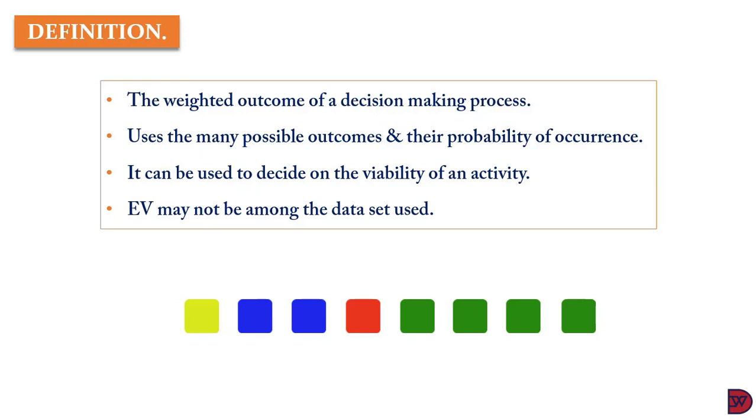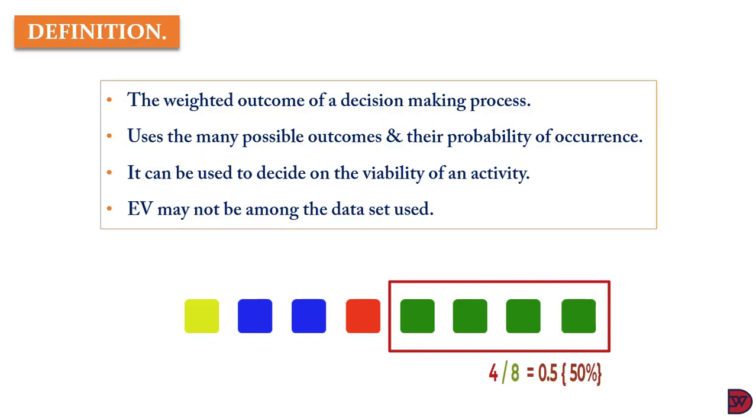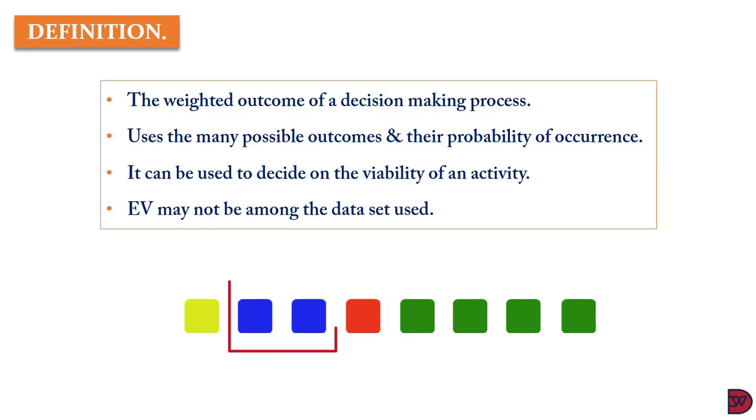So for example, if you want to know the outcome of green, the total number of greens we have is 4 and the total number of segments is 8. Dividing 4 by 8 means that the possibility of having a green segment popping up in a single spin is 50%. If you want to do it for blue, which has 2 segments, you divide 2 by 8, which gives you 25%.